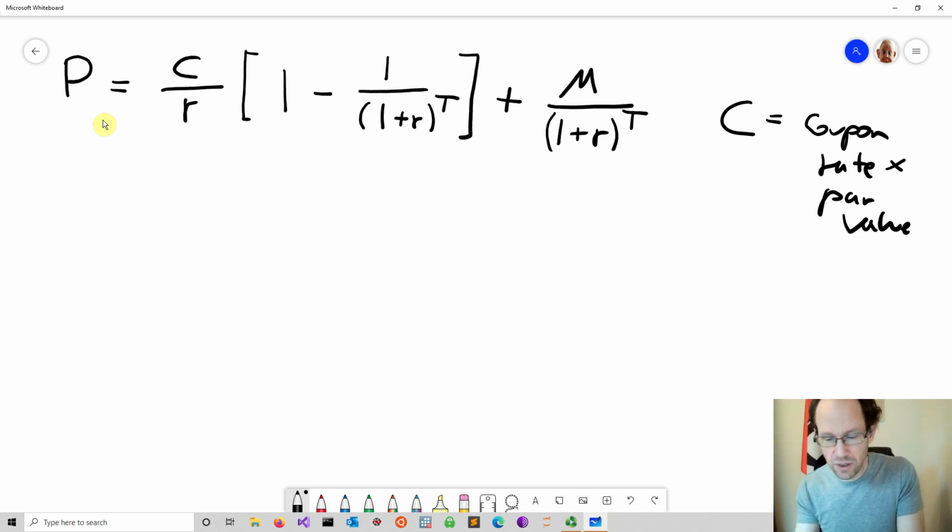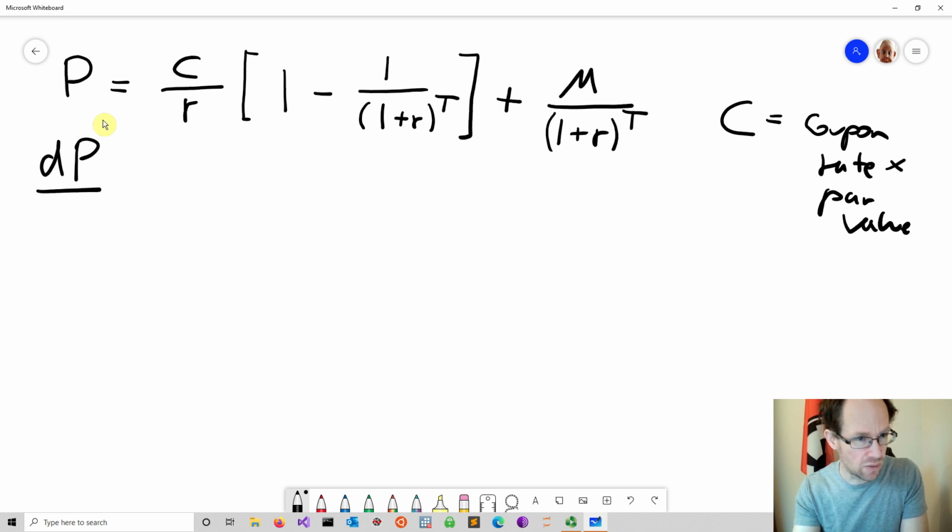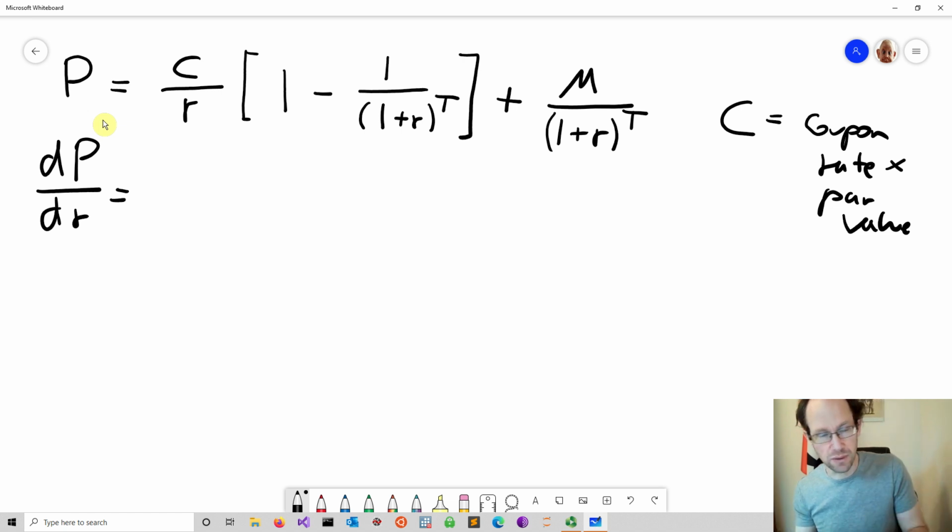So when we talk about duration, what we actually talk about is what happens to the price if the interest rate or the yield here is changing. So basically we want to determine dP/dr. So we talk about a marginal change of the yield and assess the impact on price. So from a calculus perspective, we simply take the first derivative. Now when we just look at this equation, we have the first term, which is a product, so I just use the product rule and I just simply do it step by step.